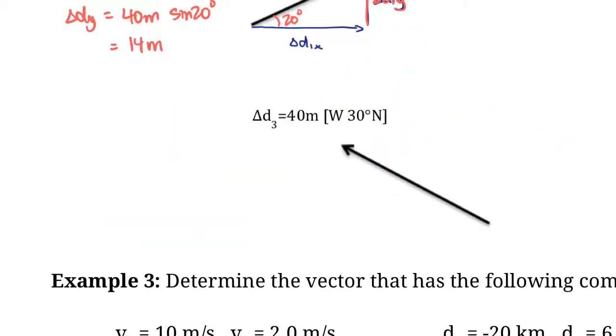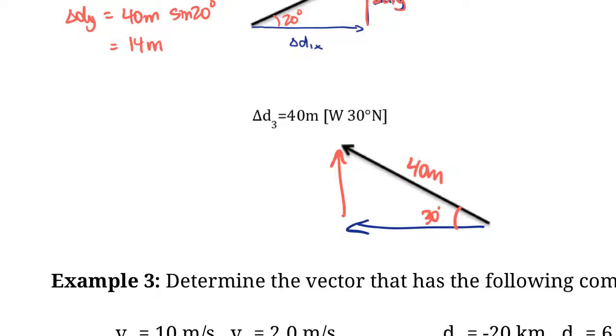Okay, so this one, we'll do it very quickly. Here we have the x component. The angle we're given is west 30 degrees north. So that 30 degrees is going to be there, right? Because we go west and then north. So that's the 30 degrees. We know that this is 40 meters, and we can find our x and our y components.